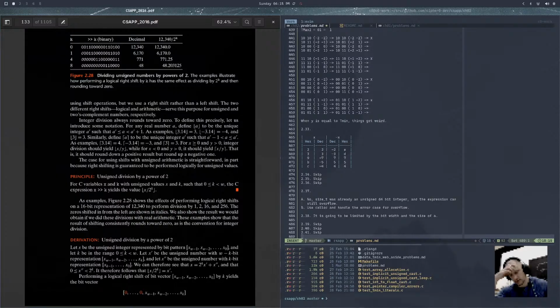And so we define a with a little hat on it, or what do you call those? A in its house, to be the unique integer a prime. Okay. Floor, that's a floor operator. It should round down a positive result, but round up a negative one. Okay. The case for using shifts when unsigned or arithmetic is straightforward, in part because right shifting is guaranteed to be performed logically for unsigned values.